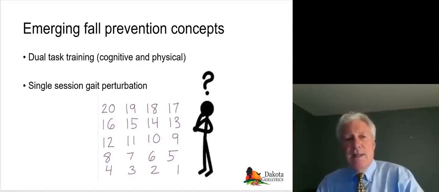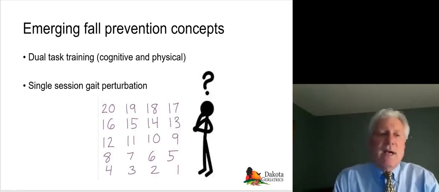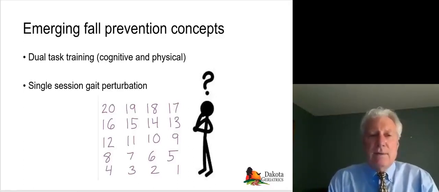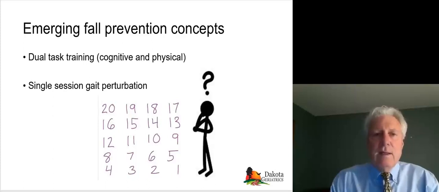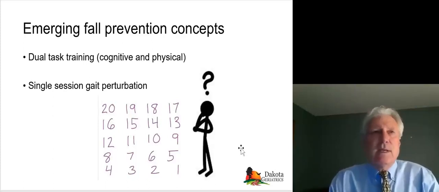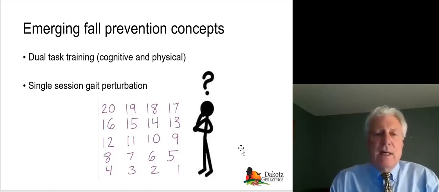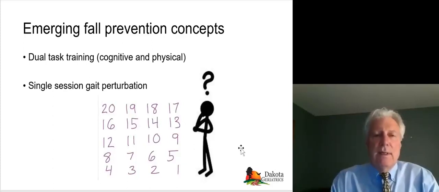Some of the emerging concepts: I like to prescribe what's called dual task training. That involves cognition and walking, basically. So you walk and you ask the person to count backwards or say the alphabet backwards. That's been proven to increase postural stability and reduce falls.